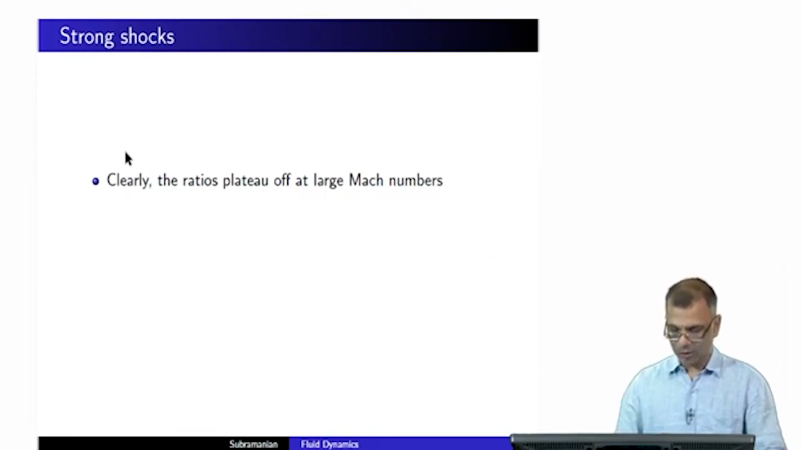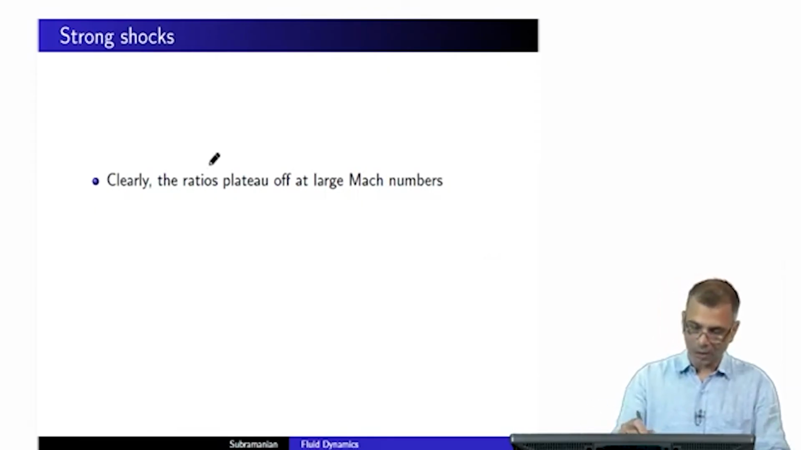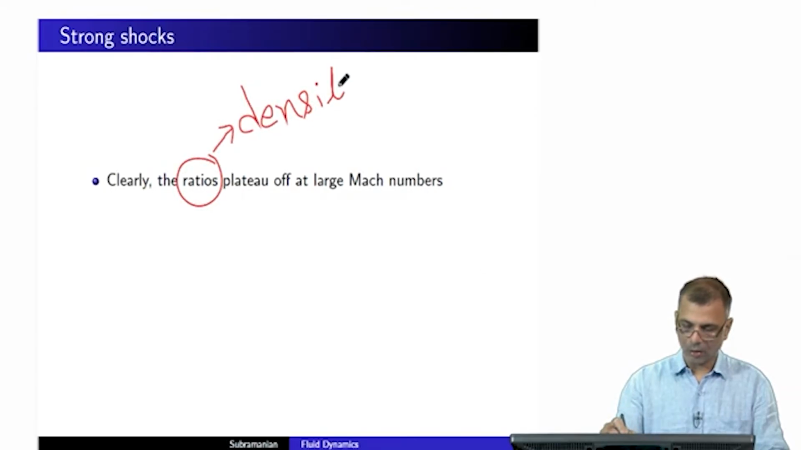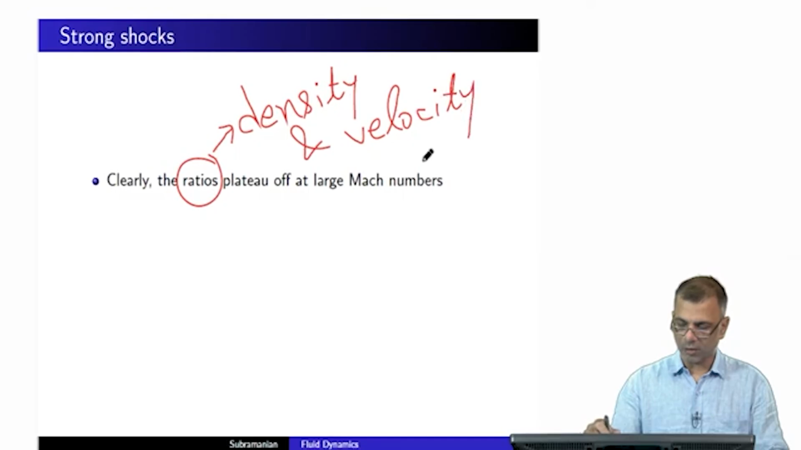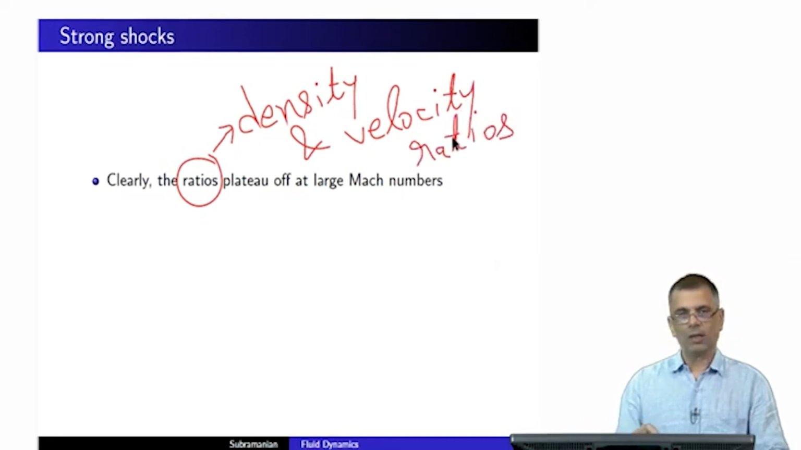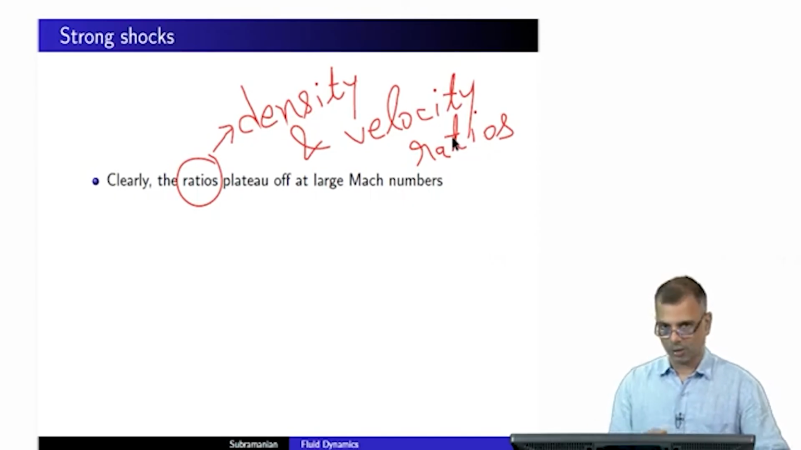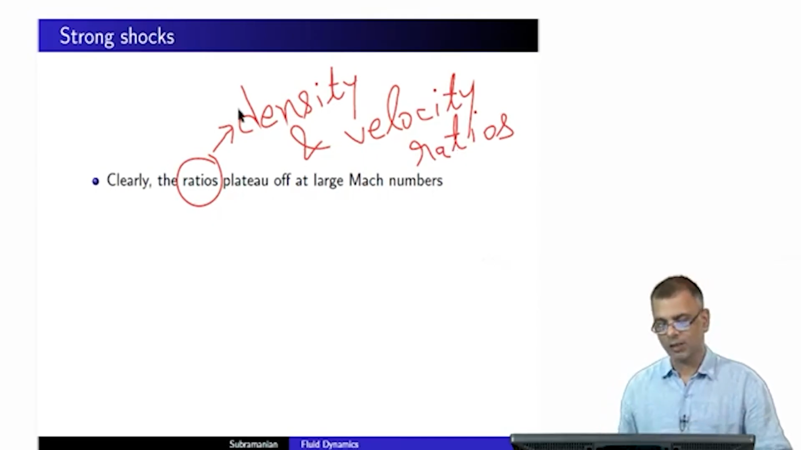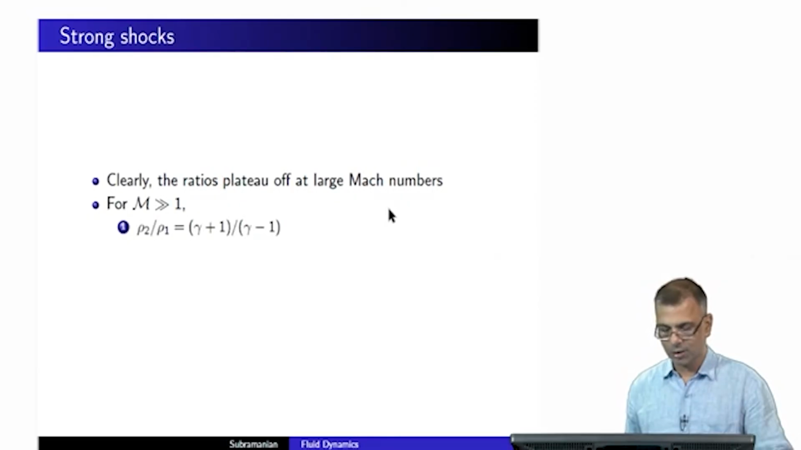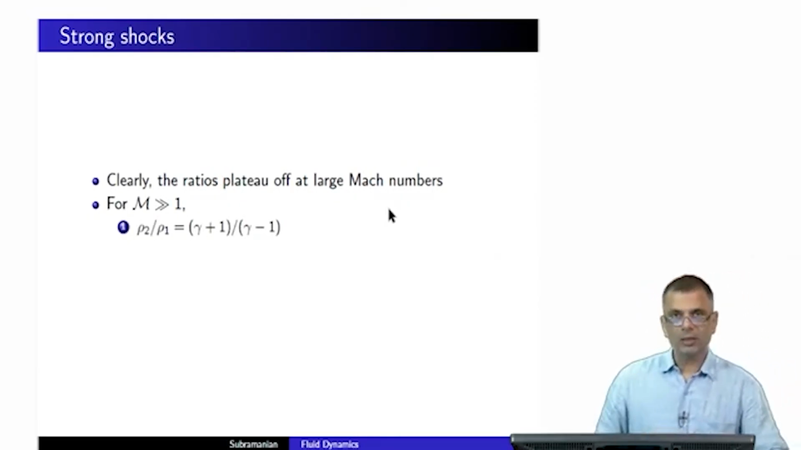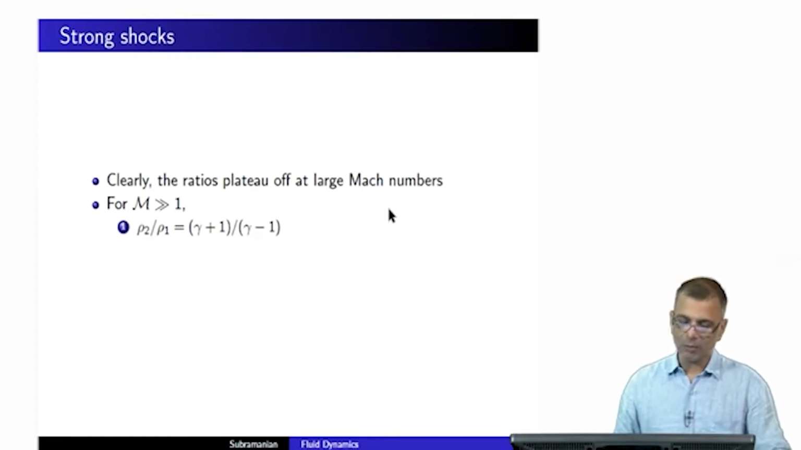So this is what I was just saying clearly. Not just the ratios, the density and velocity ratios. The reason I said this is because you can see that the pressure and temperature ratios and other things don't plateau off. It's only the density and velocity ratios that plateau off at large Mach numbers, right? And you can see this just from the expression. For Mach numbers much larger than 1, rho 2 over rho 1 is just a constant, and this is exactly this plateau.